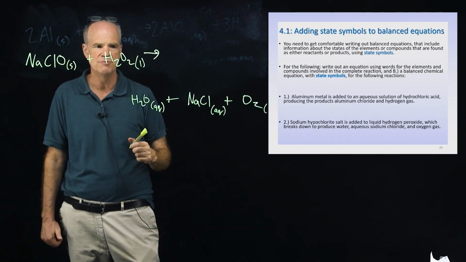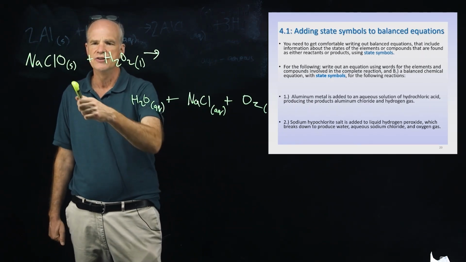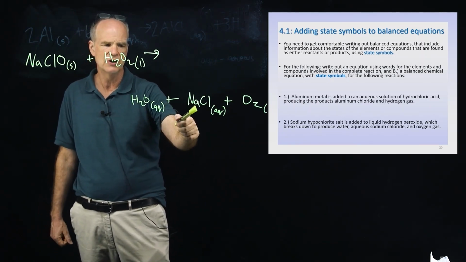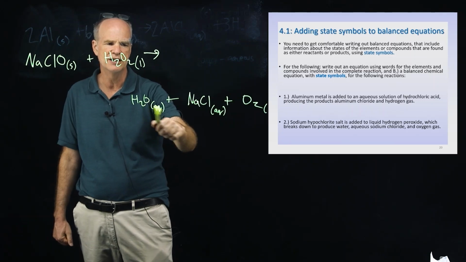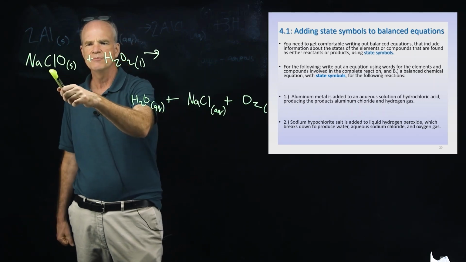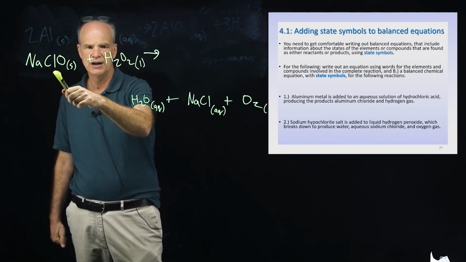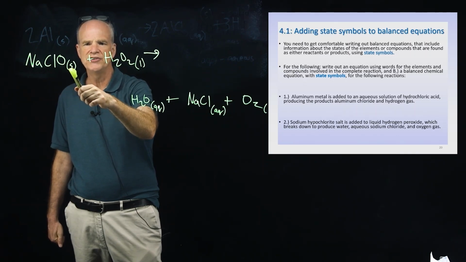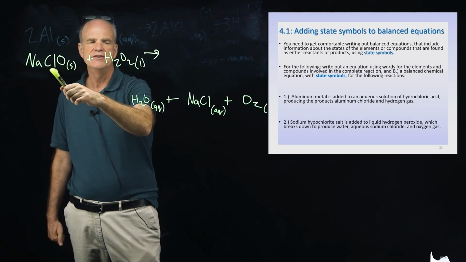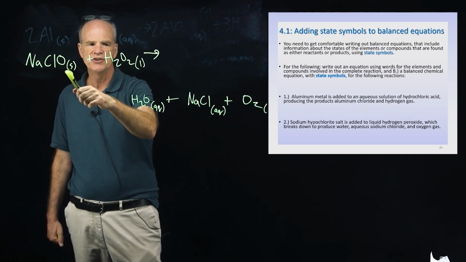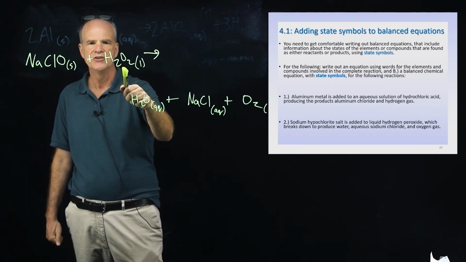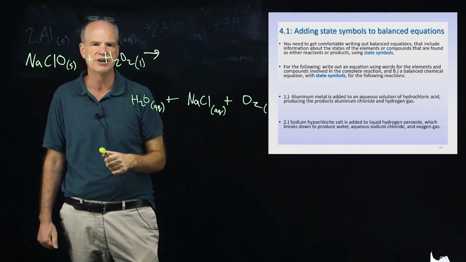Now, one question you might ask is, if we have sodium chloride dissolving in water and it's in the aqueous state, how about sodium hypochlorite? Why isn't this an aqueous state? The reason why it's not in an aqueous state is because it's not dissolving in water. Instead, it's dissolving in hydrogen peroxide. And so we cannot really indicate that this is in an aqueous state.